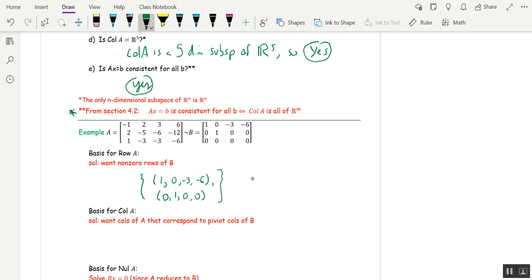Okay. Find a basis for col A. The first two columns of B are the pivot columns, so we want to take the first two columns of A. So we want (-1, 2, 1) and we want (2, -5, -3).